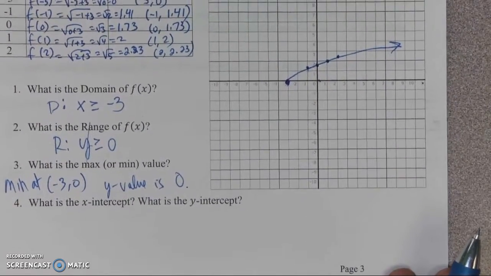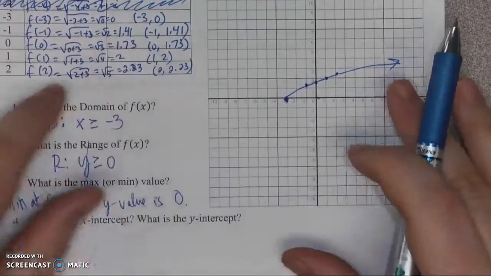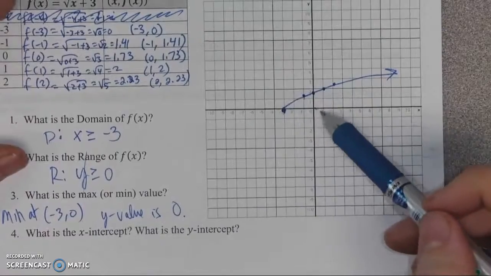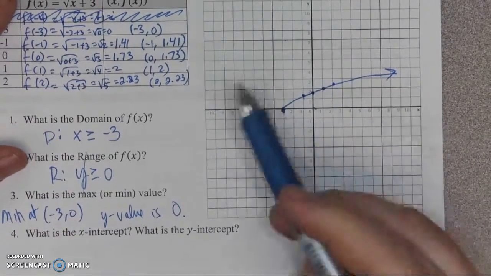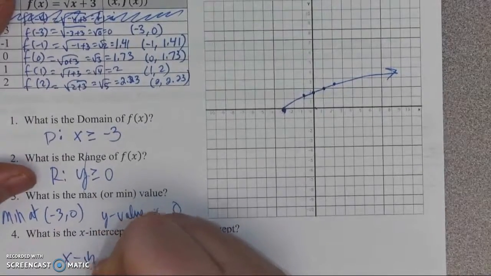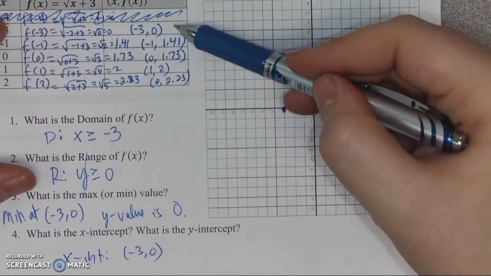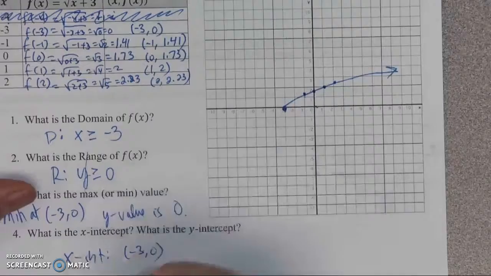Number 4 wants the x-intercept. Where does this thing hit the x-axis? Remember, in other words, we want to know where is y equal to 0. So look at your table for that. Or you can look at the graph. So where does this graph touch the x-axis? It touches it at this point, which is the point negative 3, 0. Or you could have got this from your table. Where is the y value 0? It's at the point negative 3, 0.